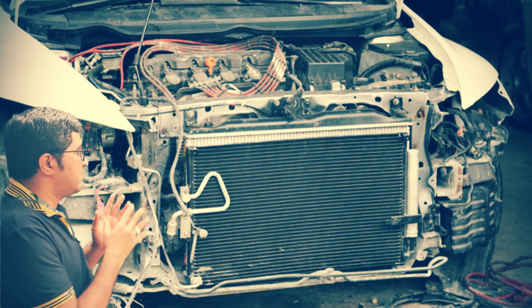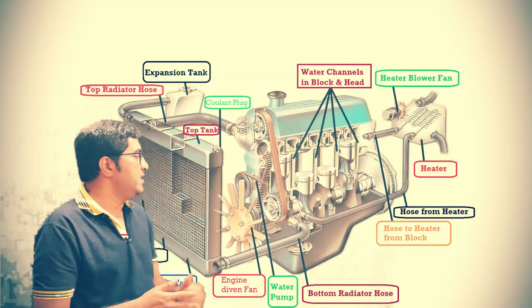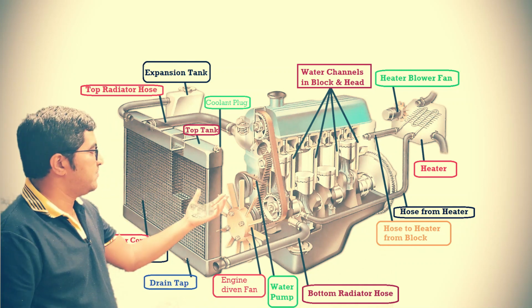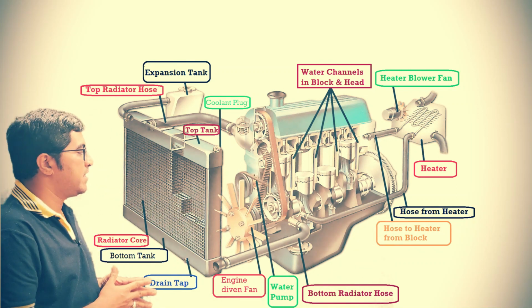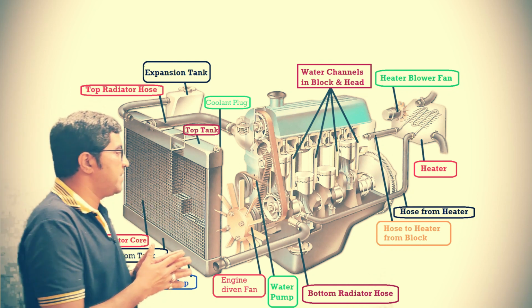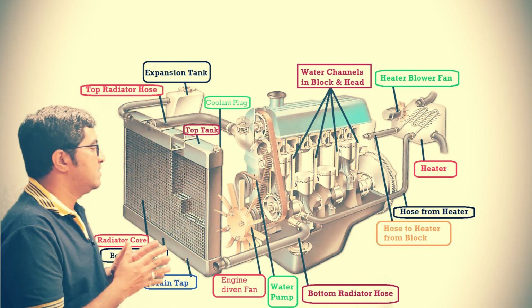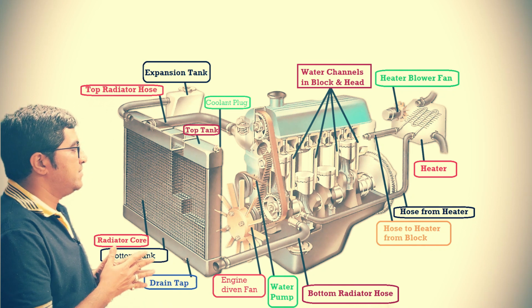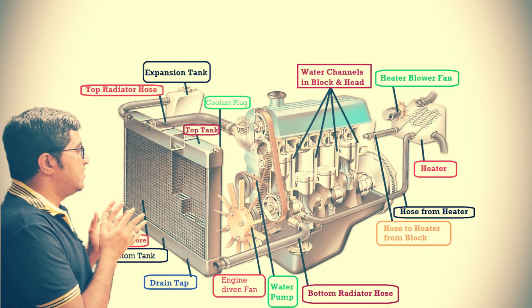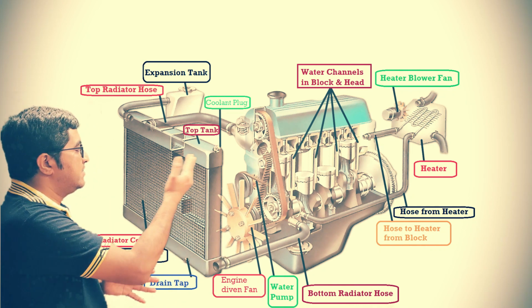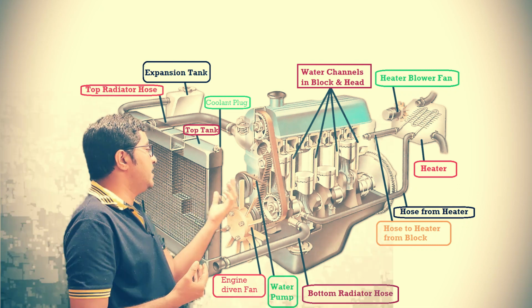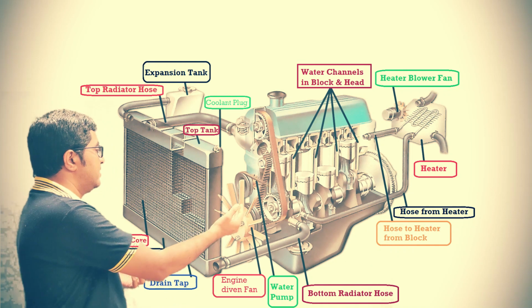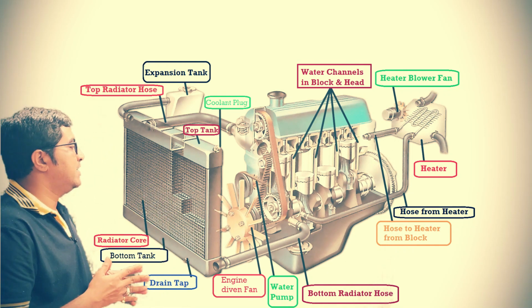And for forced convection, here we are also using a fan. This fan receives its power from the engine. It is an engine driven fan, and generally it is operated by a thermostat switch. So whenever the temperature increases and the coolant flows through the radiator, it will flow air on the surface of the radiator.